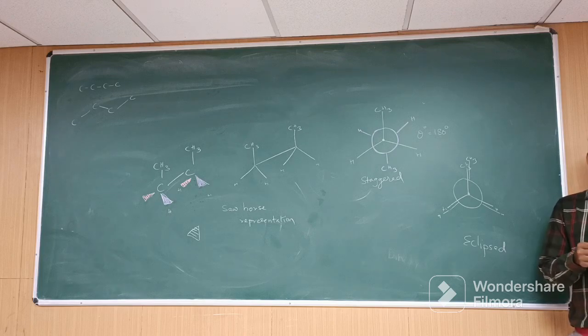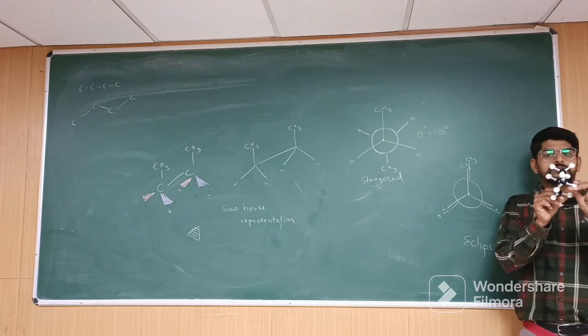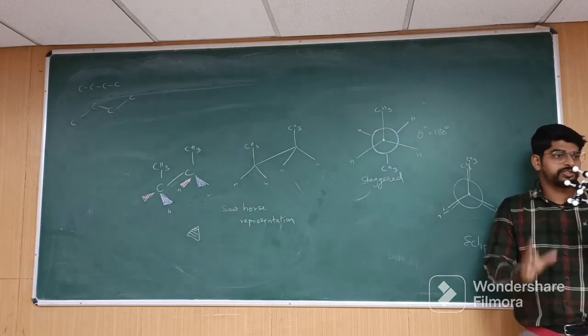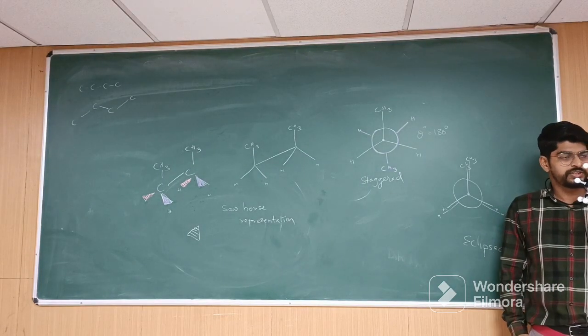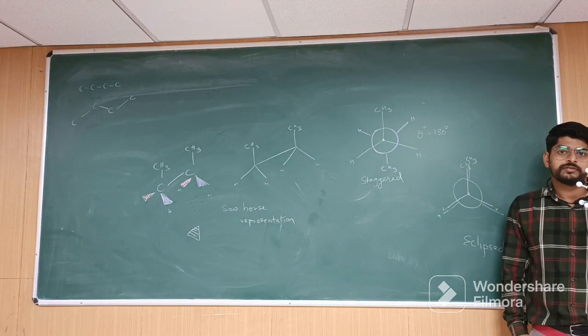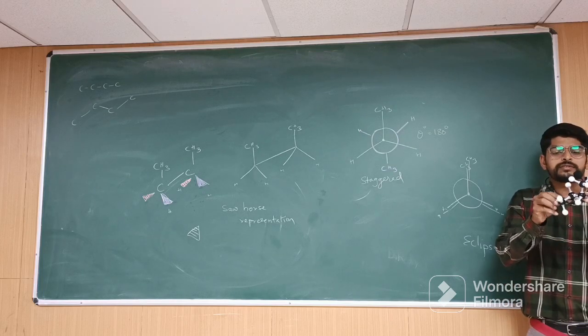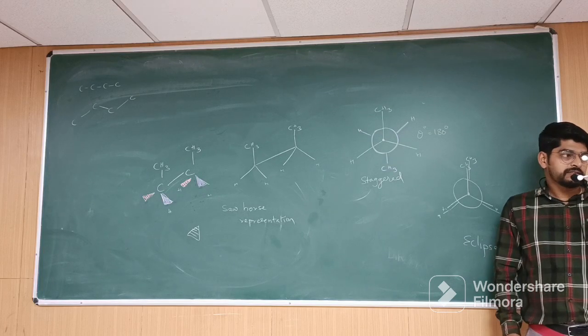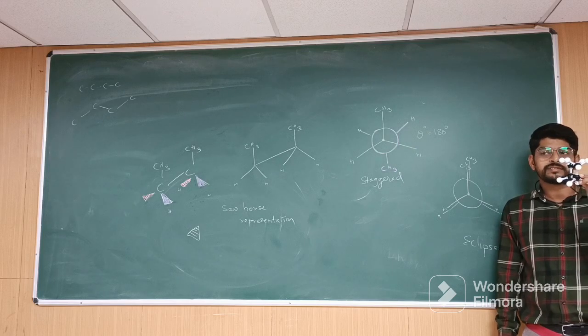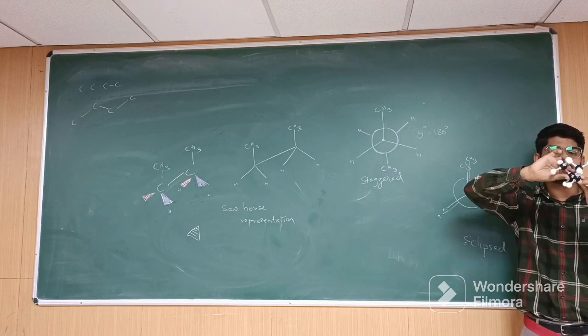Other 2 carbons. I only want rotation between 2 and 3. C2 and C3 are only forming the projection. I'll show it. Is this staggered? Yes, sir. Is this eclipsed? Eclipsed.